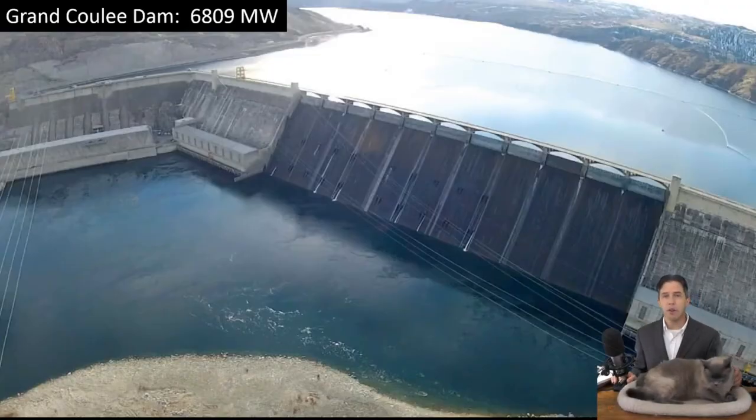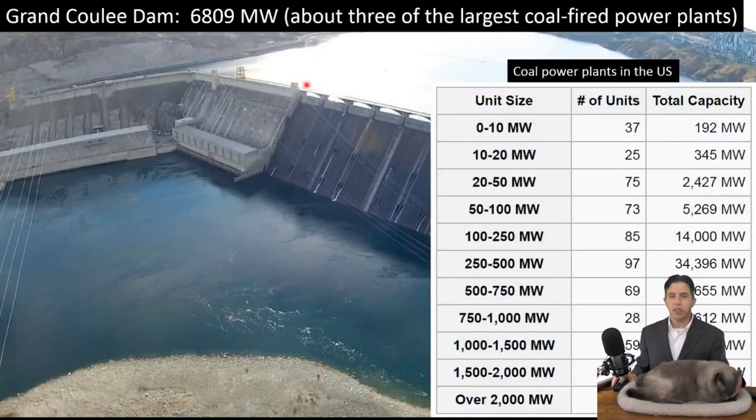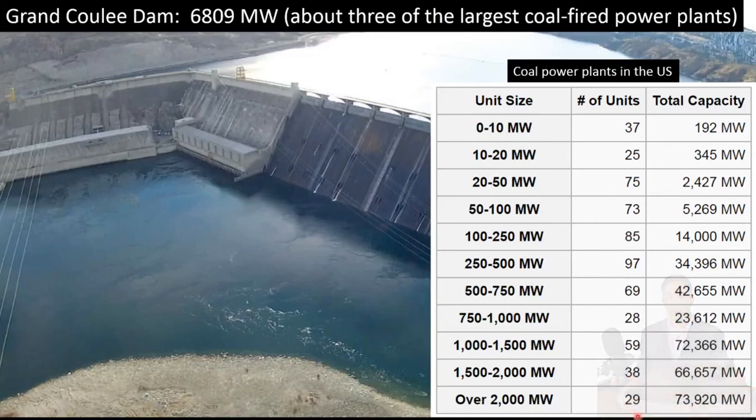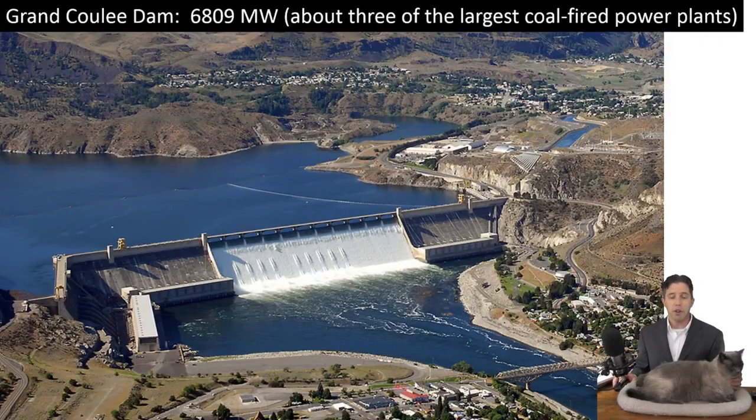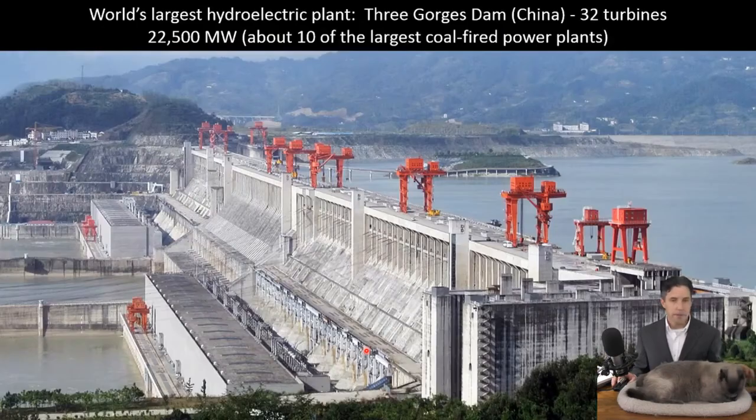Here's another example, Grand Coulee Dam in Washington State. This is the Columbia River that's being dammed up. This is at 6,800 megawatts. And again, to compare it, it would produce as much electricity as about 3 of our equivalent biggest coal-fired power plants. Another picture of Grand Coulee Dam while they're going over the spillway there.